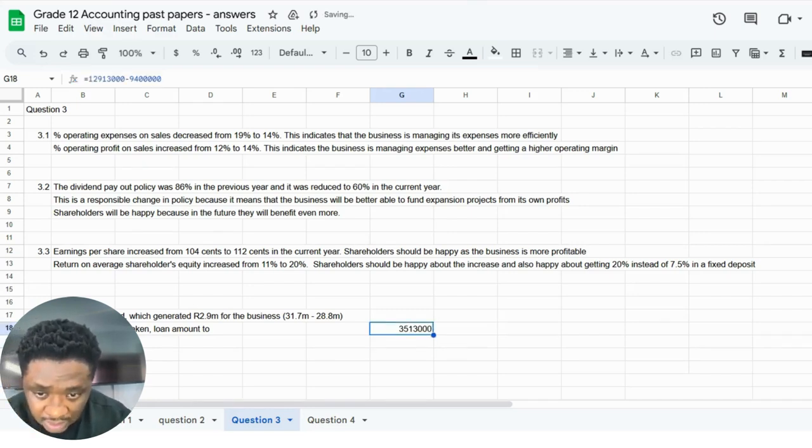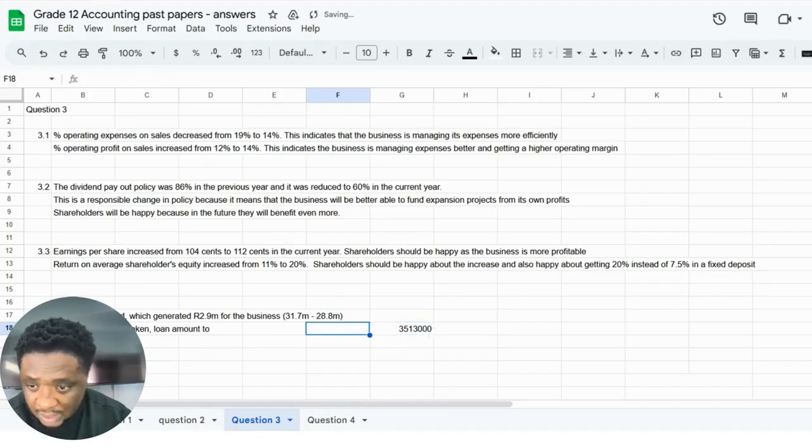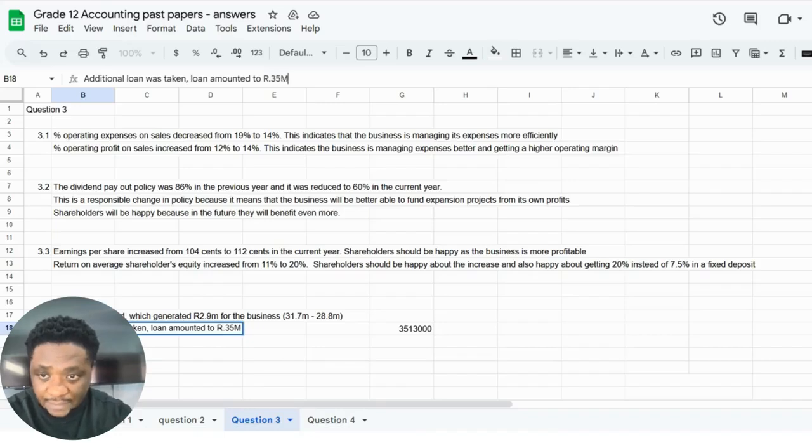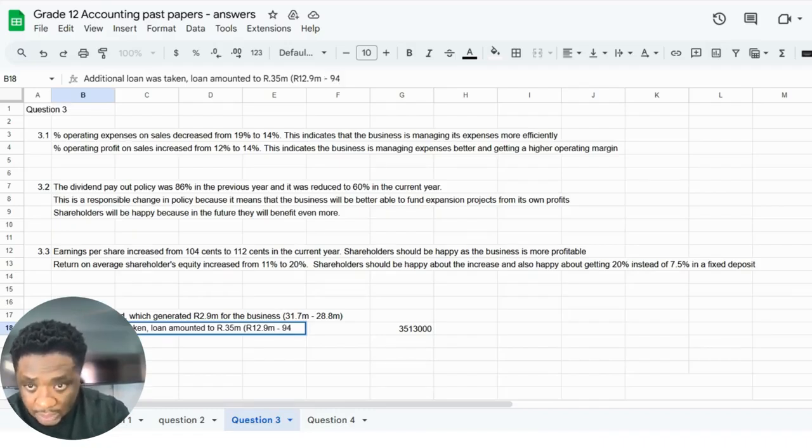That gives us 3,513,000. Additional loan was taken. Loan amounted to 3.5 million, and we calculated that by saying 12.9 million minus 9.4 million.